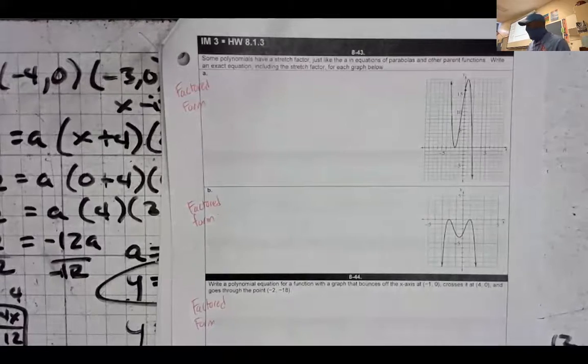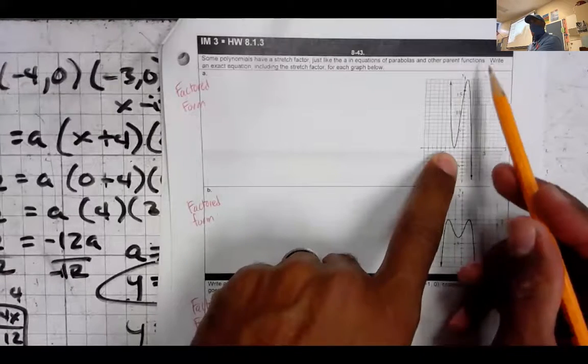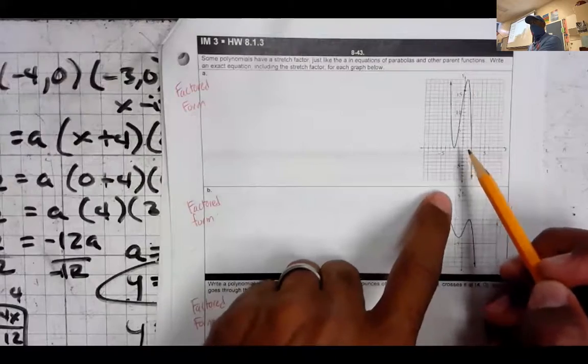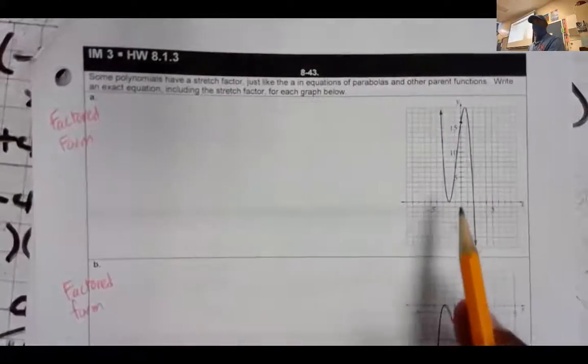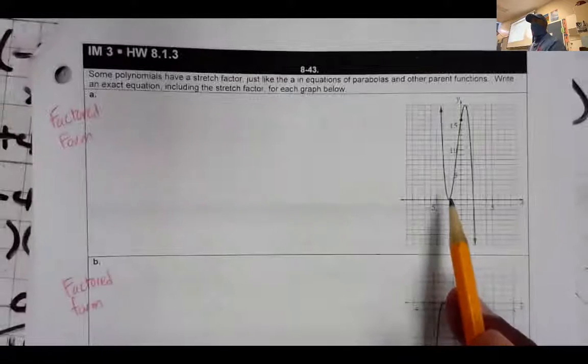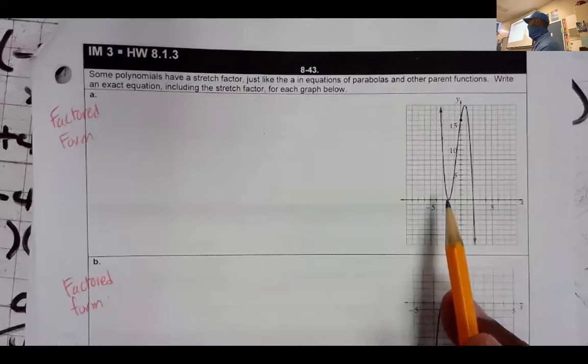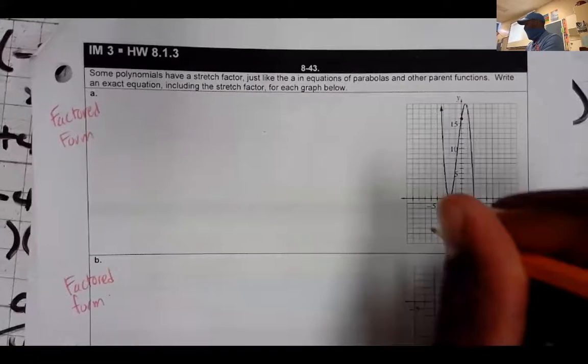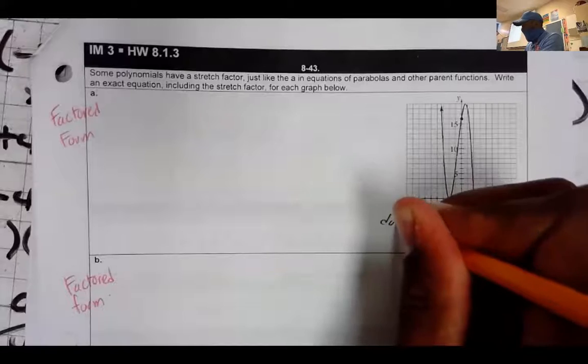Okay, so this one, of course, you have to find the X-intercepts first. They're not given to you. Now, do you guys remember when it bounces off the graph like that, what kind of root do we have? Or what will be in our equation? Right, it'll be squared, or we call that a double root.